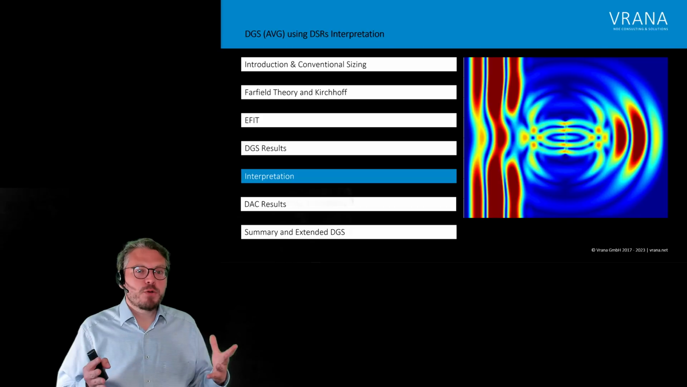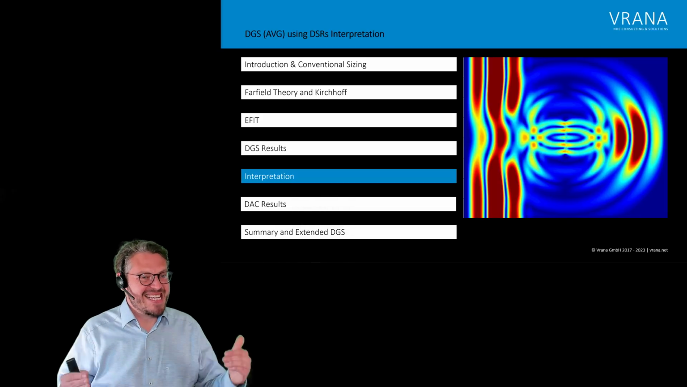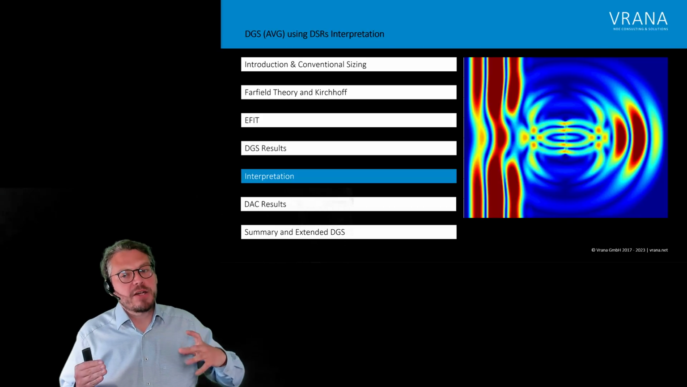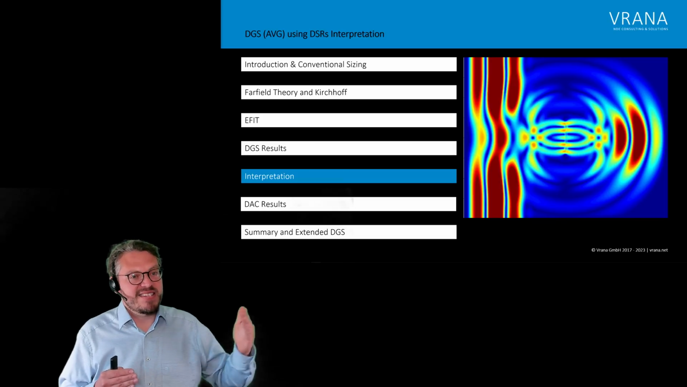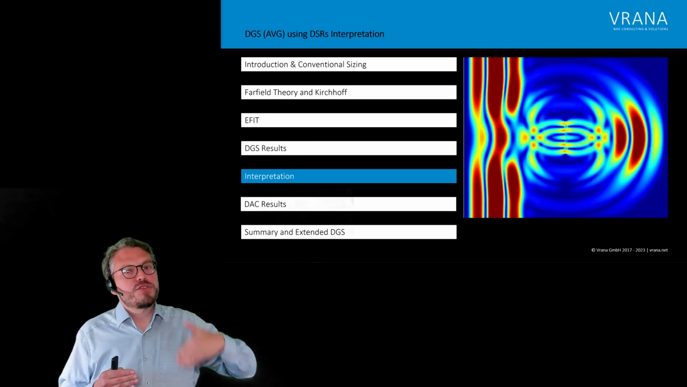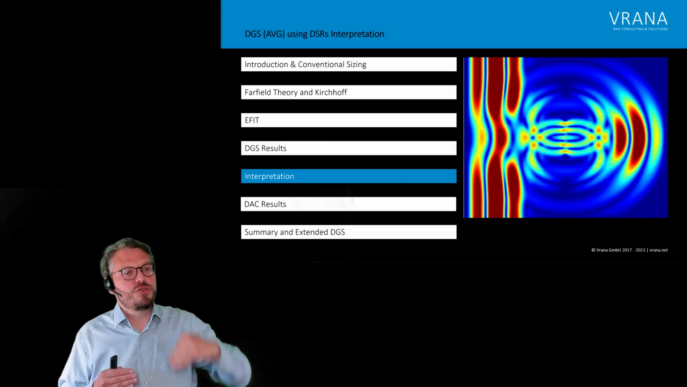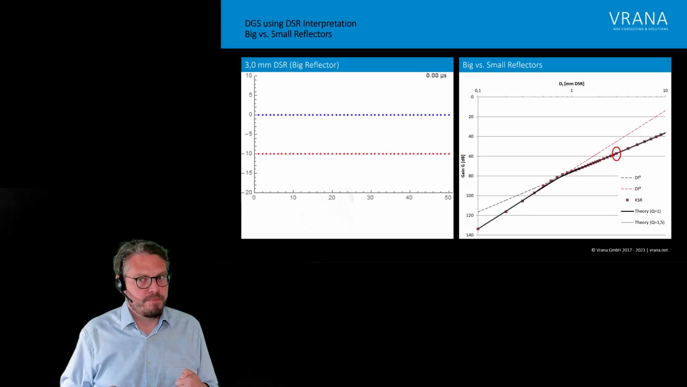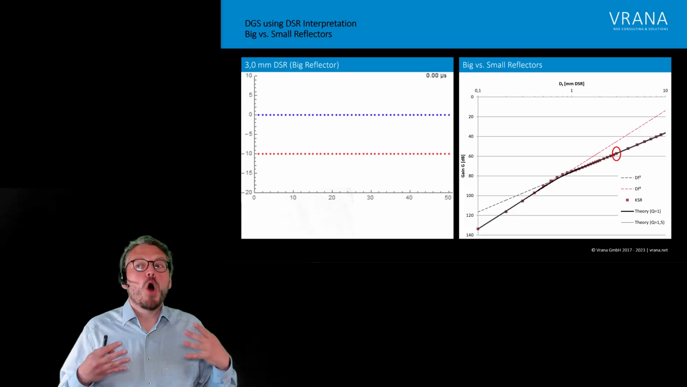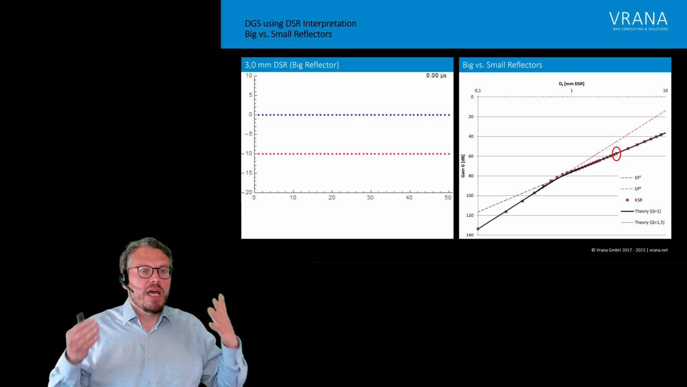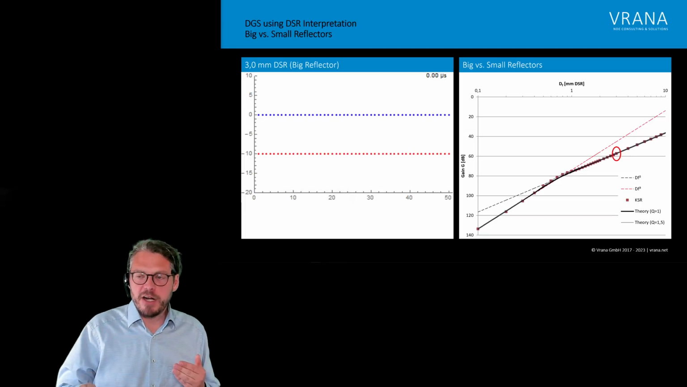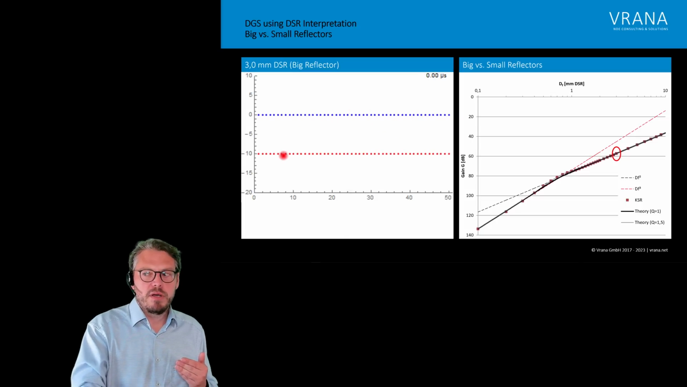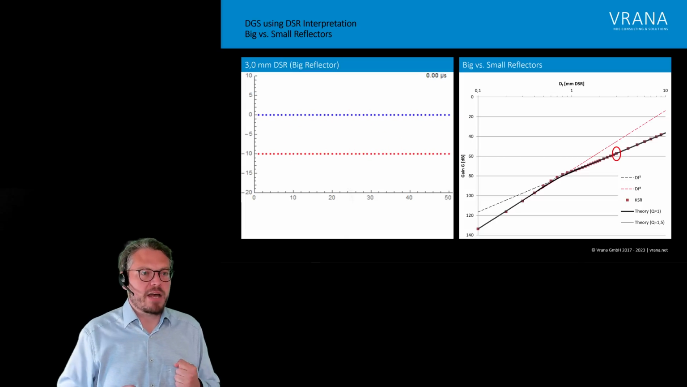Now, here comes the question: why is that the way it is? And now we are coming back to the Kirchhoff approximation we discussed in the beginning and seeing why Kirchhoff is true for large indications and not true for small ones. So let's first have a look at large indications. In this case, this is a 3 millimeter big disc-shaped reflector. And here on the left side, you can see in blue the front of our indication, and the red dots are the back of our indication.